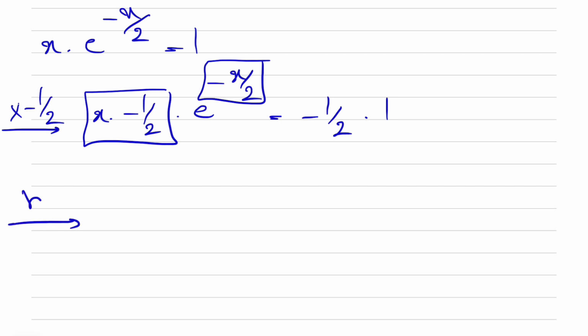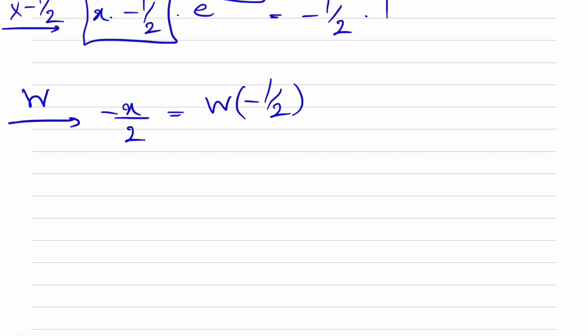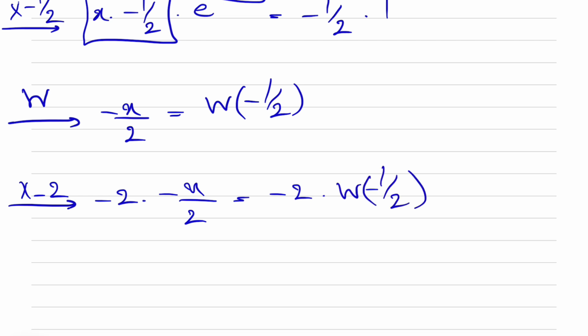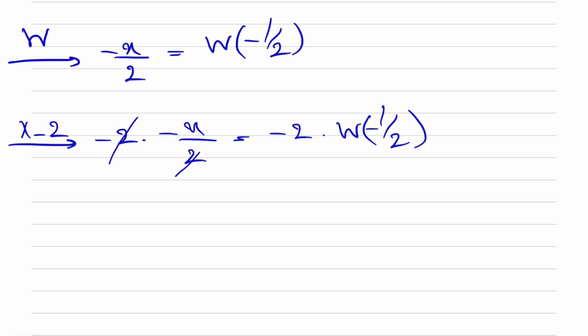So it's time to do the Lambert W function. And if we do it on the left side, we get minus x over 2 is equal to Lambert W function of minus 1/2. So in order to get the x alone, we're just going to multiply this by minus 2. So we'll have minus 2 times minus x over 2 is equal to minus 2 times Lambert W function of minus 1/2. So this will be canceled out. Basically, we have x is equal to minus 2 times Lambert W function of minus 1/2.